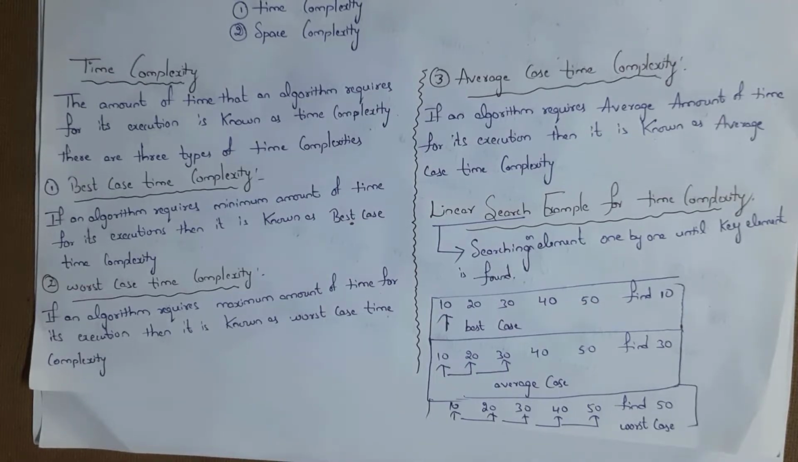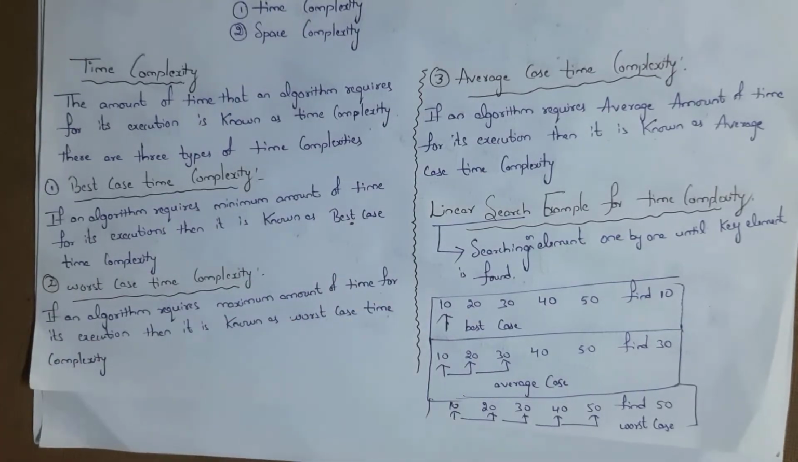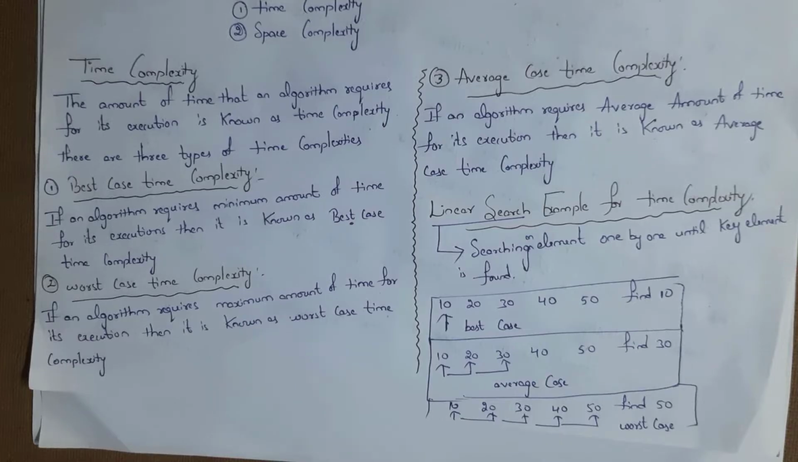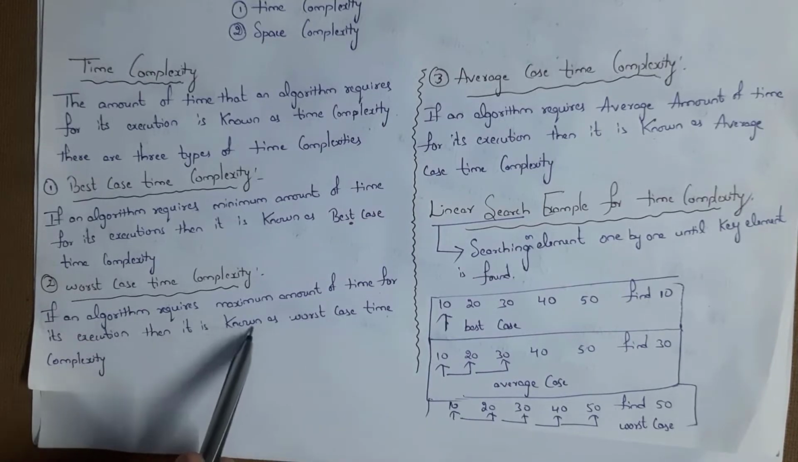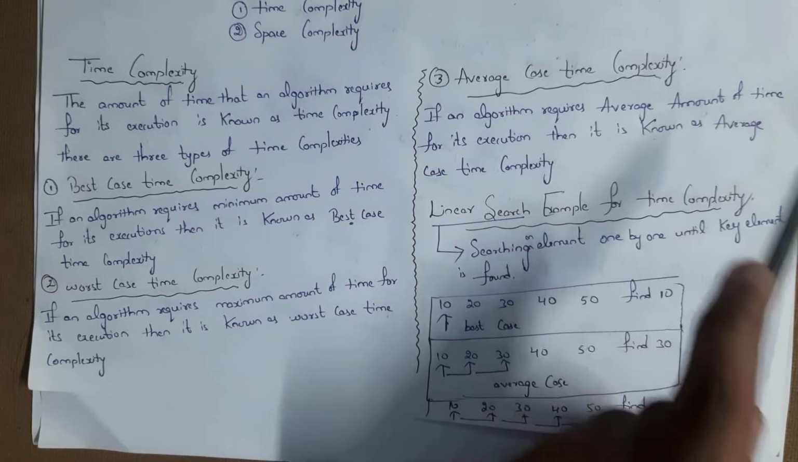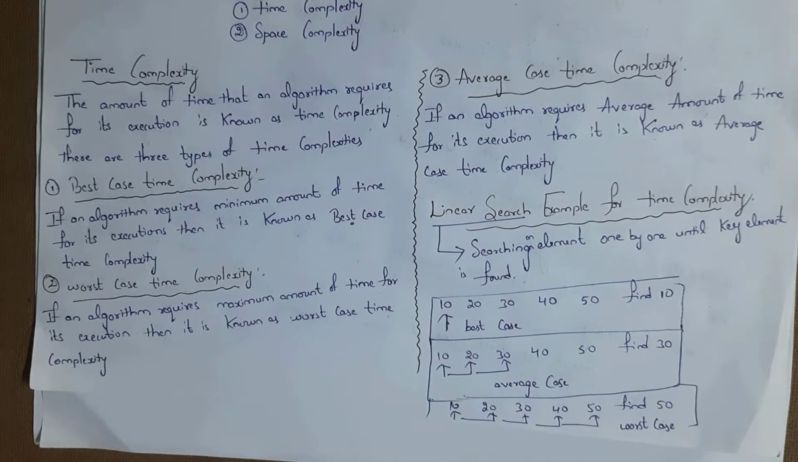If an algorithm gets executed in short period of time, then it is known as best case time complexity. If an algorithm requires minimum amount of time for its execution, then it is known as best case time complexity. And if an algorithm requires maximum amount of time, that is, if the algorithm takes more time for its execution, then it is known as worst case time complexity. And third one is average case time complexity. If an algorithm requires average amount of time for its execution, then it is known as average case time complexity.